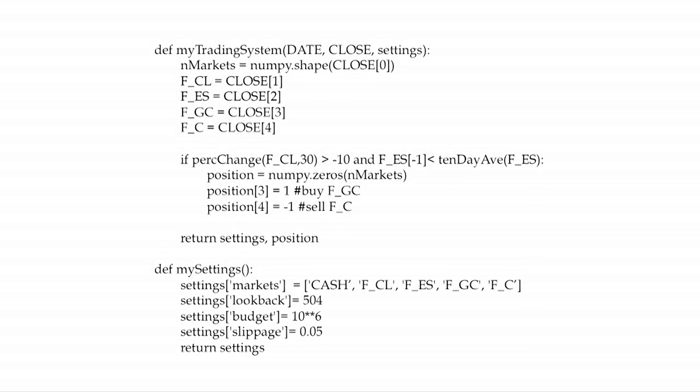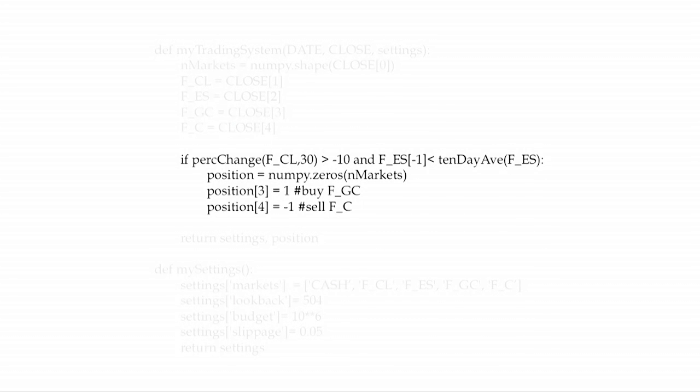Trading algorithms can be pretty complex, so let me give you an example. If crude oil fell 10% in the last 30 days, and the S&P 500 trades below its 10-day average price, buy gold and sell corn. That's what quants do. They find relationships in the world and build trading algorithms based on those relationships.